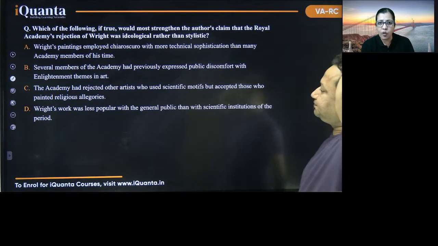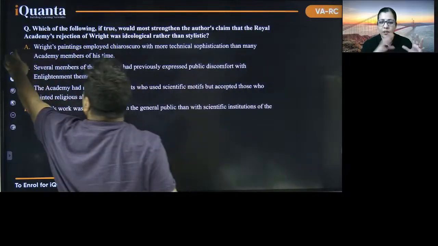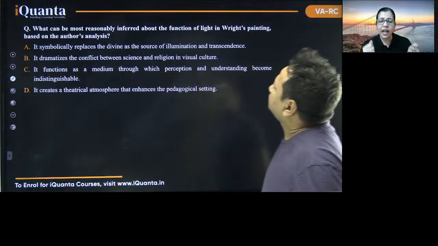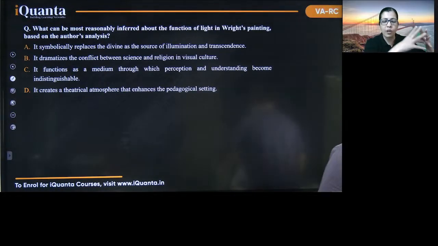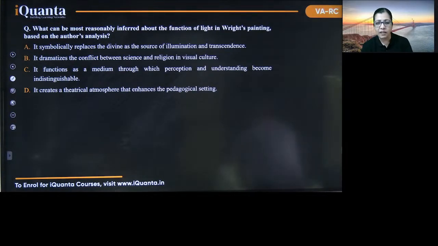Enlightenment was an eye-opener for everybody in terms of science, geography, whatever. So the members of the academy were unhappy about it. They were uncomfortable. This is what would support the author's claim. So this was so easy, right? So these two questions, despite the fact that they were from critical reasoning, were pretty doable because you have to just check the claim and go against it or support it.